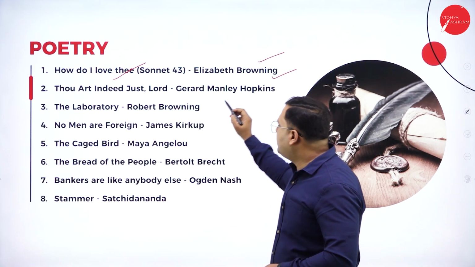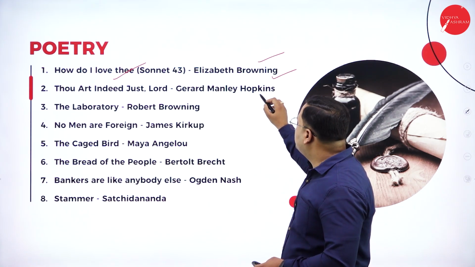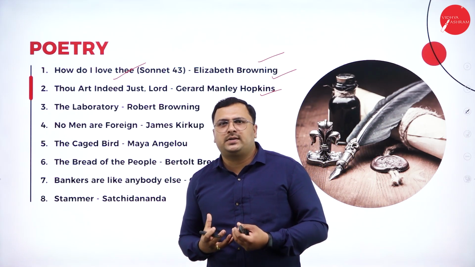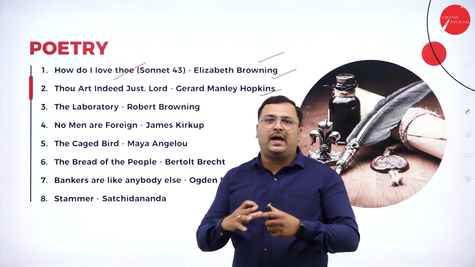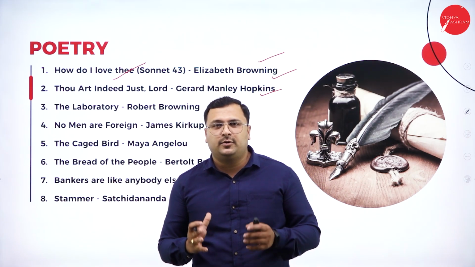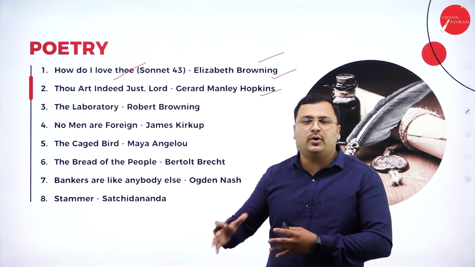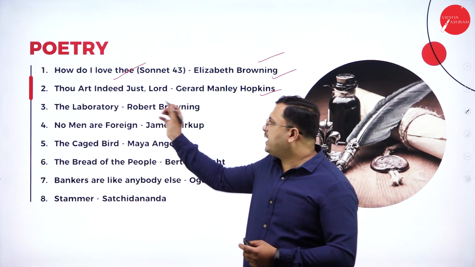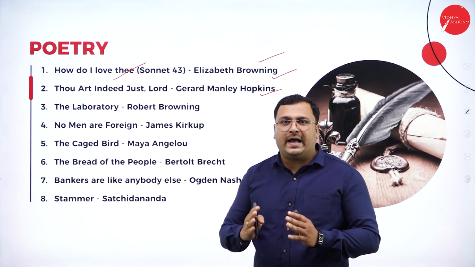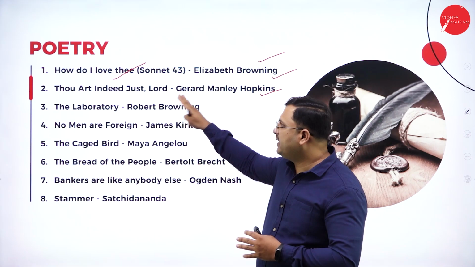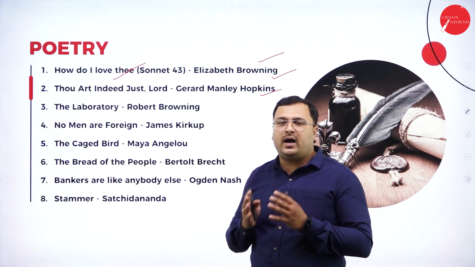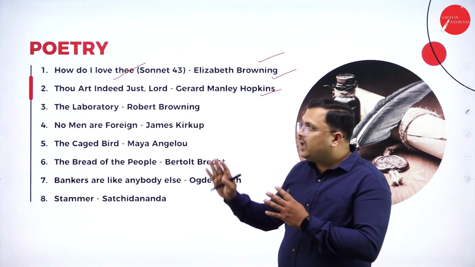Second one is Thou Art Indeed Just, Lord by Gerard Manley Hopkins. So this poem deals with the poet's failure to understand the plans of God. And finally, he understands that God helps those people who wait and those who have patience. So he explains that the ways of God cannot be doubted. God has plans for everything, and he finally agrees with God. And we will see how he talks about that, and how he is trying to listen to the God's voice.